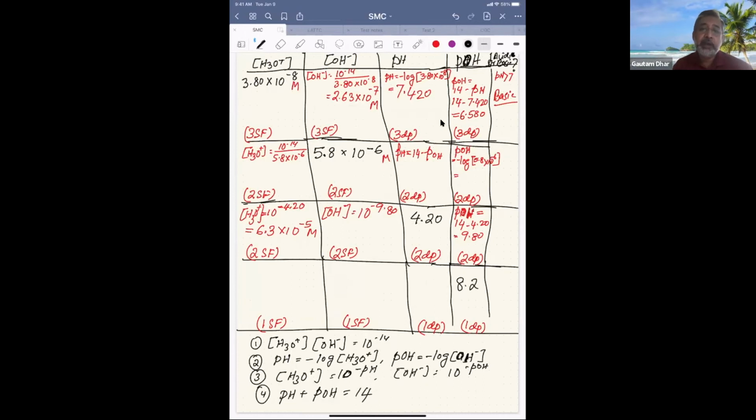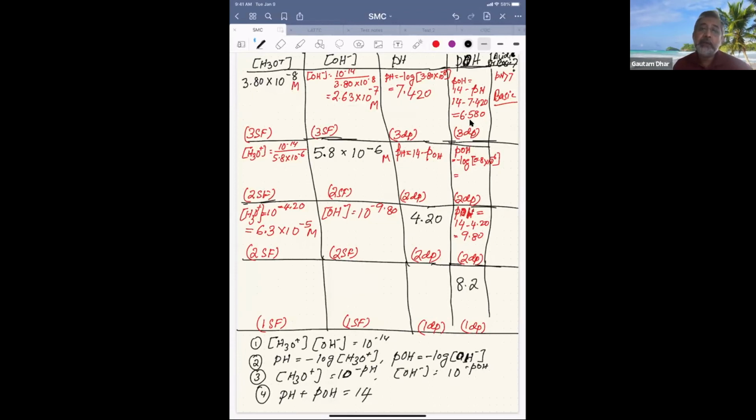Don't look at the answers now. Try to do it yourself. Calculate the OH minus, calculate the pH, calculate the pOH, and say acidic or basic. The column headings are what you are trying to do. Don't look at the answers right now. Just do it yourself, your way, and then you can look at the answer to see whether you got it correct or not.